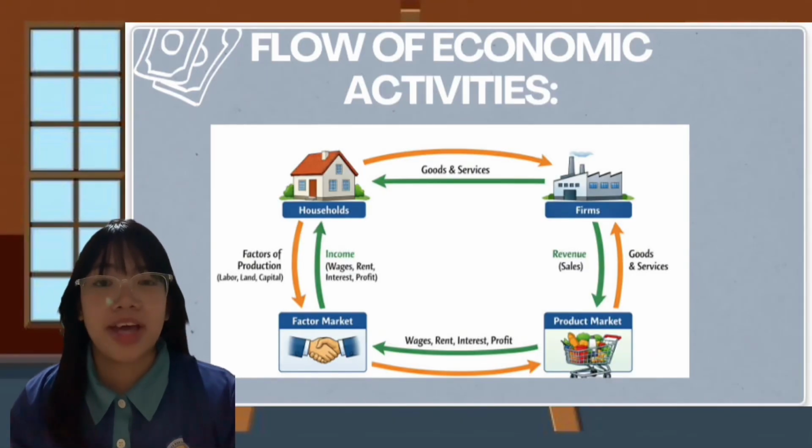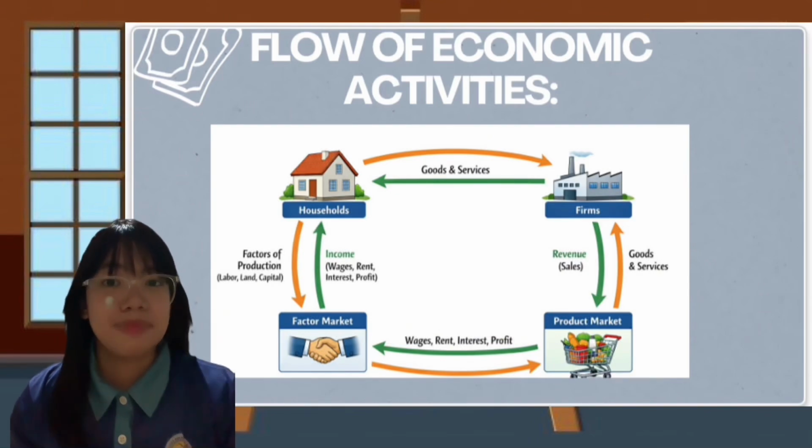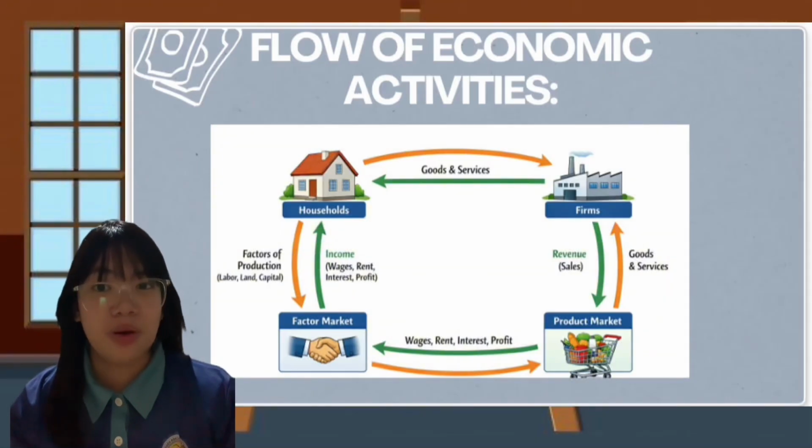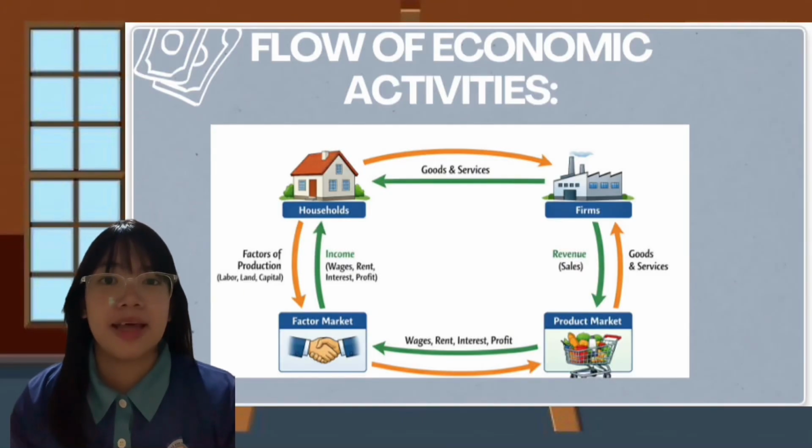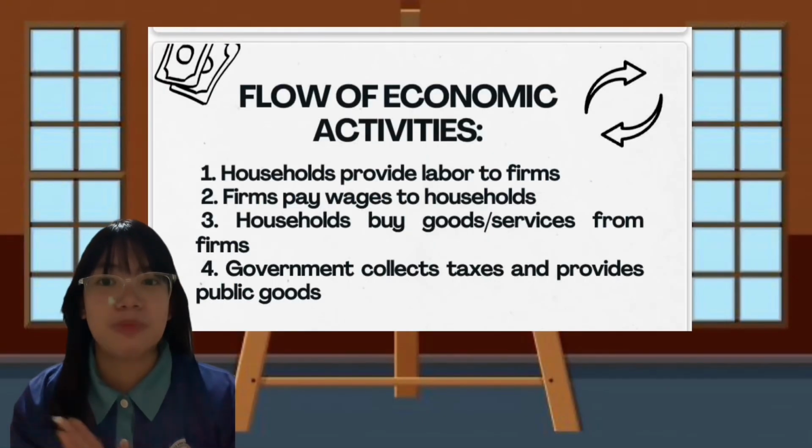Households provide labor and receive income. Firms produce goods and services and pay wages. The government collects taxes and provides public services. Money and resources move continuously, showing that all sectors depend on each other. Understanding this model helps explain employment and government spending.